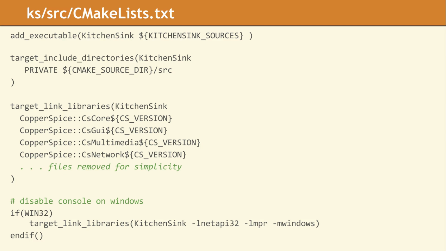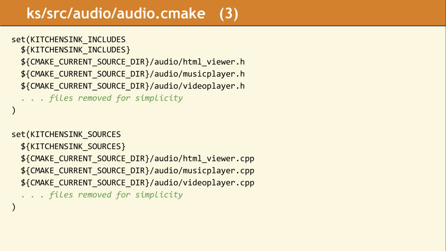The last few lines of this CMake file simply show how to turn off the console on Windows. The last file we're going to show is the one from the audio subdirectory, and this one simply adds file names to the includes and sources variables that we set up earlier.